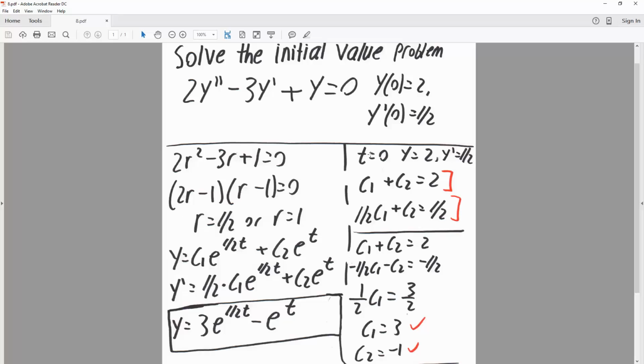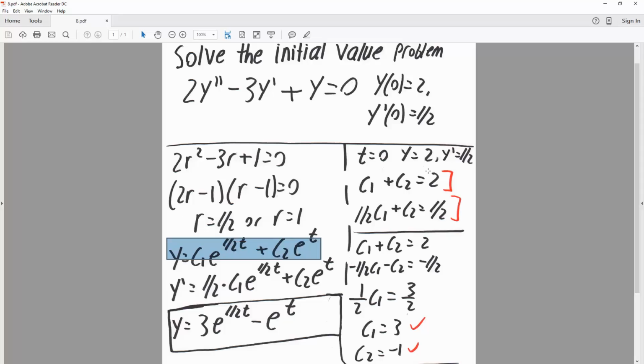And next we plug in. In both of these cases, t is equal to 0, and y would equal 2, and y prime would equal 1/2. And so what we do here is we plug it in. So we plug in t is equal to 0 for this equation. And so if this is 0, this would be 1. So c1, same for this, plus c2 is equal to y.